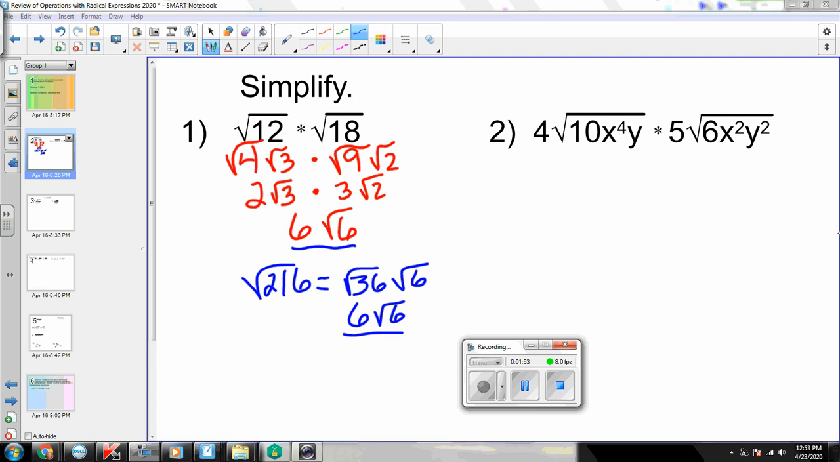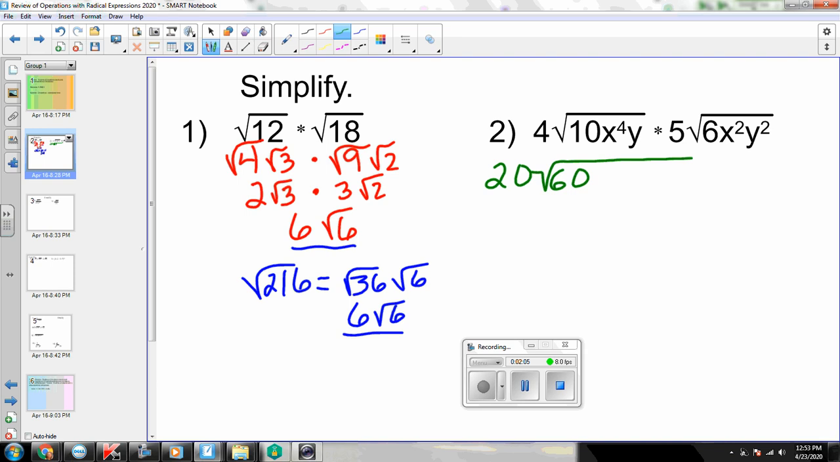On number 2, when I multiply, what I'm going to do is multiply what's not under the radical, the 4 times 5, to get 20. Then I'm going to multiply 10 times 6 together because they are under the radical to get 60. X to the 4th times x to the 2nd would be x to the 6th. Y times y to the 2nd would be y to the 3rd.